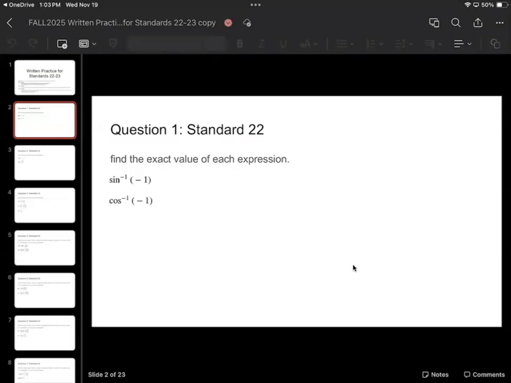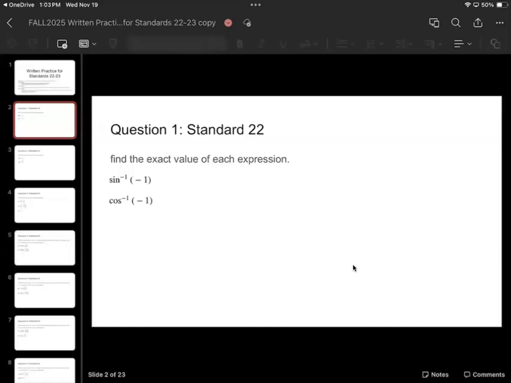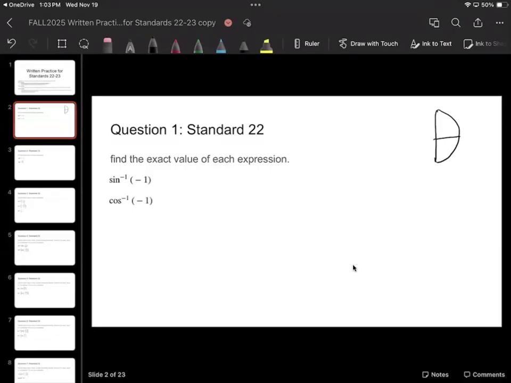So this first question is asking you to find the exact value of each expression. So remember that sine is only defined for an inverse in these two quadrants, right? So in quadrant 1 and 4. So basically for all values from negative pi over 2 to positive pi over 2. So that's where it is defined.